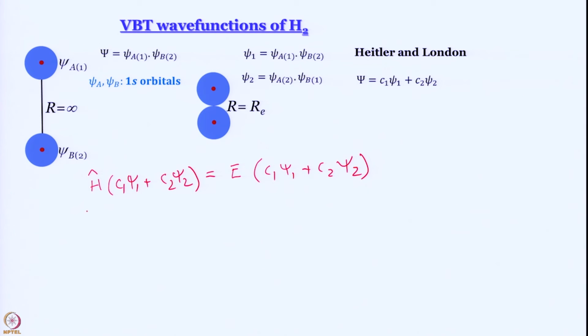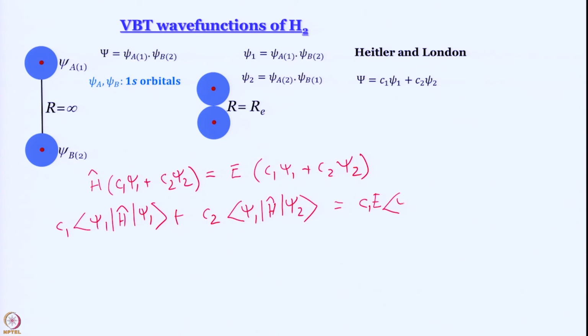So, what do I get then? Integral psi 1 h psi 1, and C1 comes out, plus C2 integral psi 1 h psi 2, is equal to C1 E integral psi 1 psi 2 plus C2 E. I am taking E to be a constant on the right hand side because E is the eigenvalue, even though we cannot solve it and find it, well it is there.